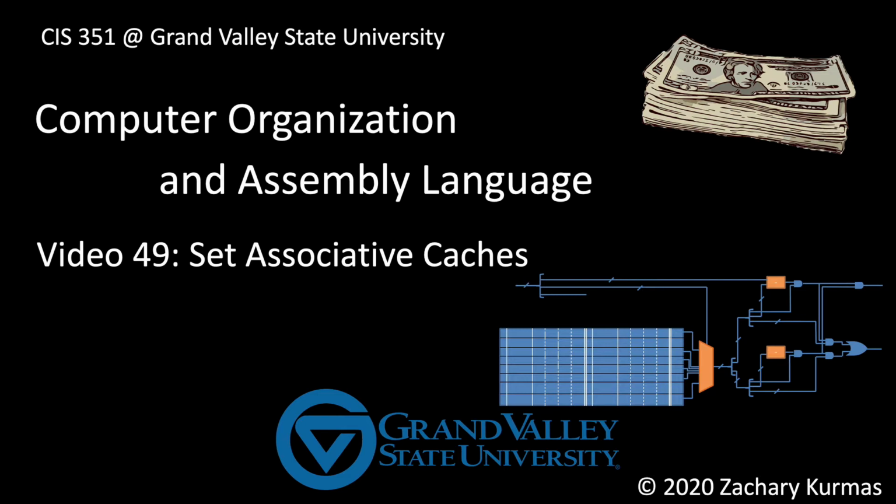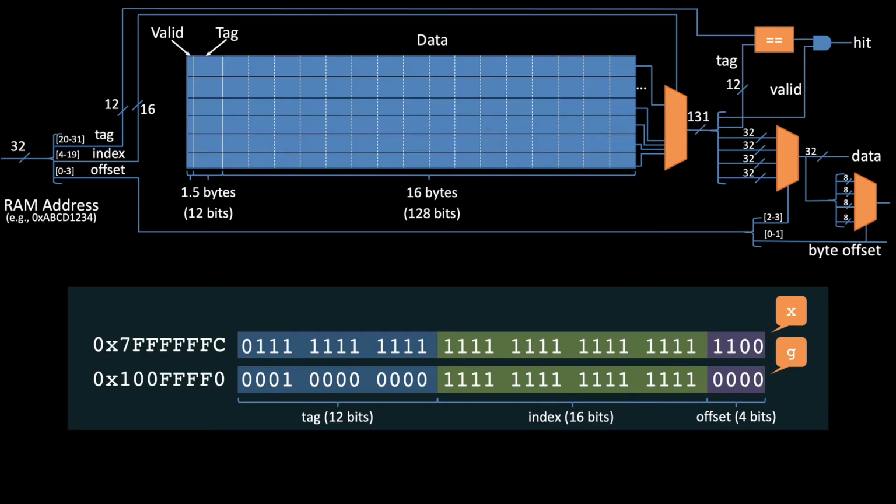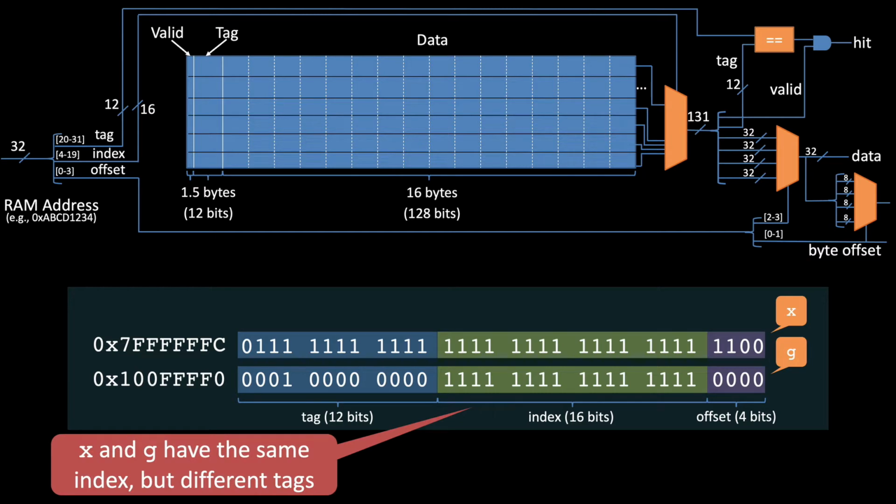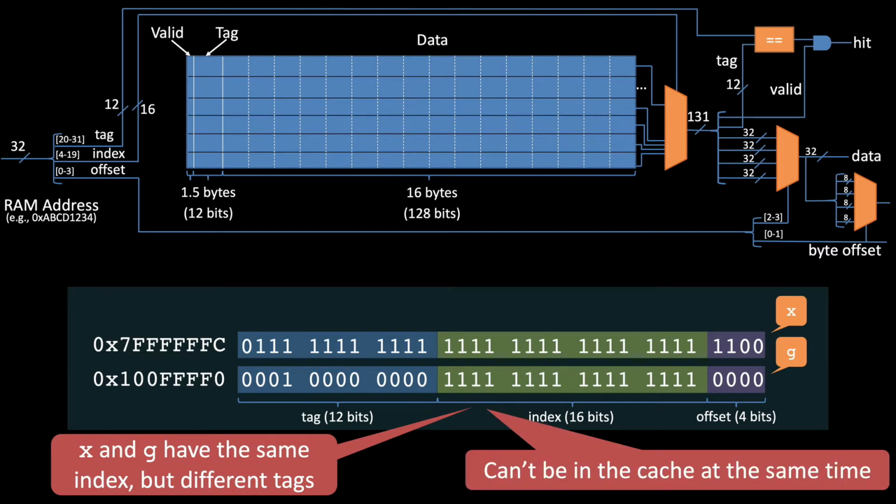The end of video 47 demonstrated a typical problem with large block sizes. We had two variables, x and g, that happened to be placed in memory such that they had the same index but different tags. As a result, they can't be placed in a direct map cache at the same time because you can't have data with different tags on the same row in a direct map cache. I chose this example for the block size video to show a common consequence of choosing a large block size.